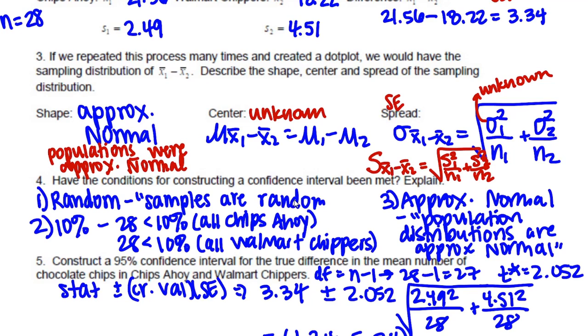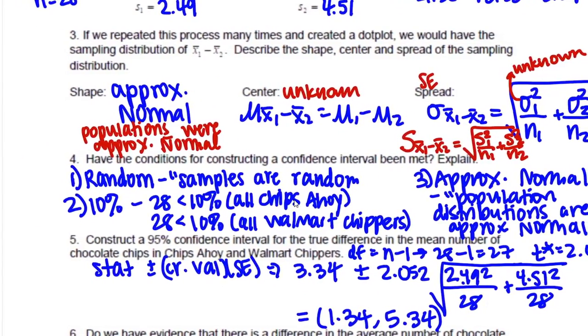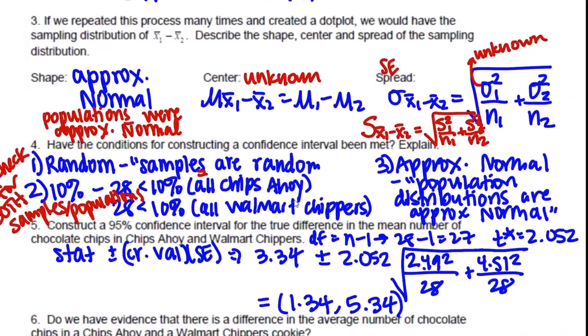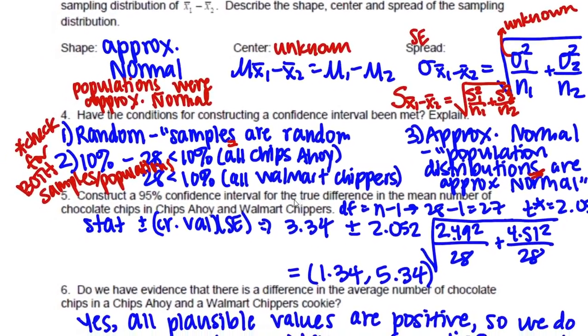Then we have our conditions: random, 10%, and approximately normal. The samples were random. The main thing here is we need to check for both samples and populations, since we used two samples. So make sure you do that. Notice how I did both. I had samples are random. I had population distributions are approximately normal. And so make sure you check for both on a 2-sample procedure.